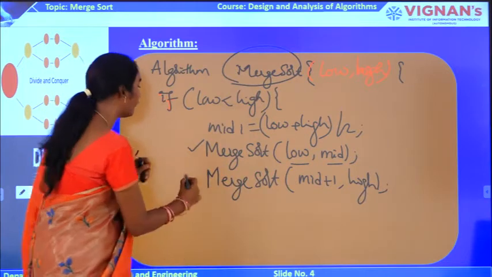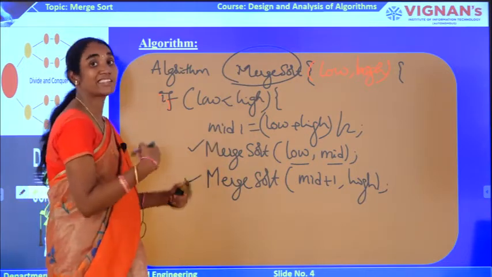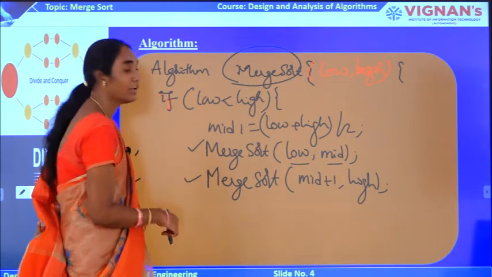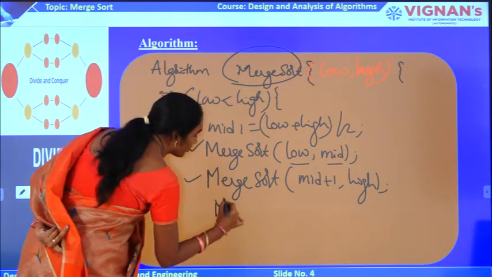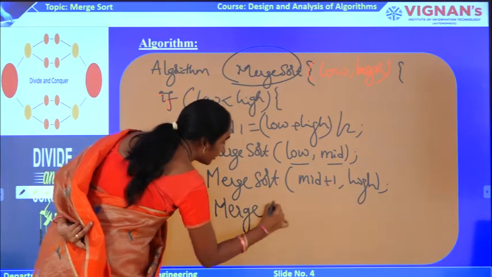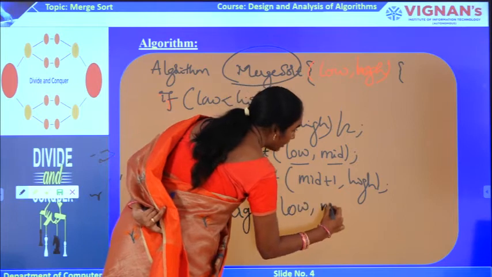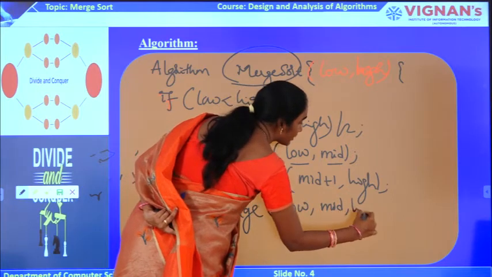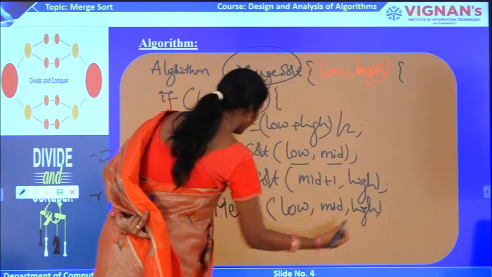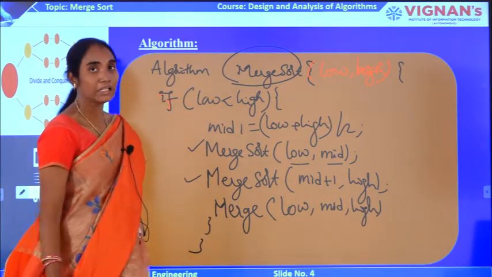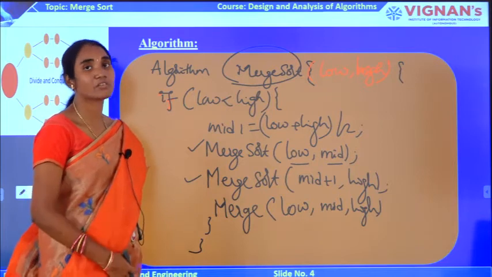Okay. Now after calling this recursively for the second sublist, I need to combine the solutions I have gotten. To combine those solutions I have to apply the merge procedure: merge of low, mid, high. Finally this will give us the final sorted list. So this is the closing of your if and closing of your algorithm. This is how merge sort is applied.